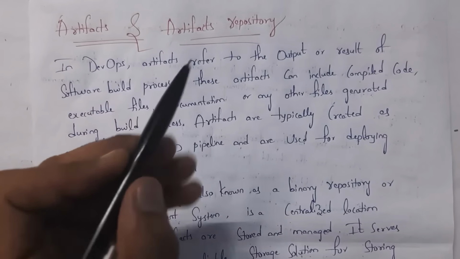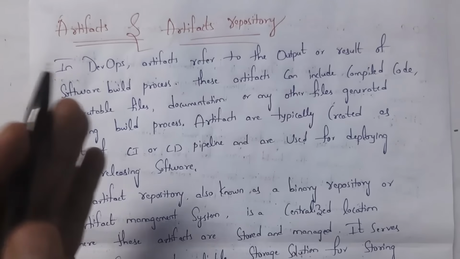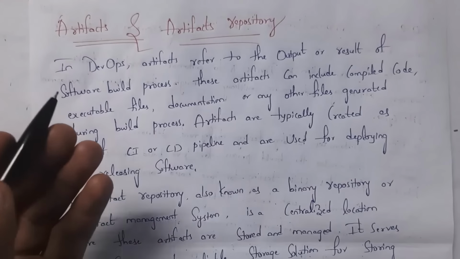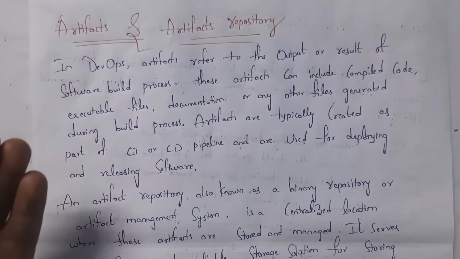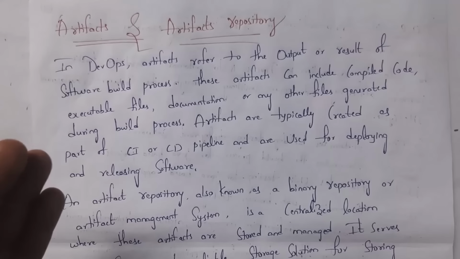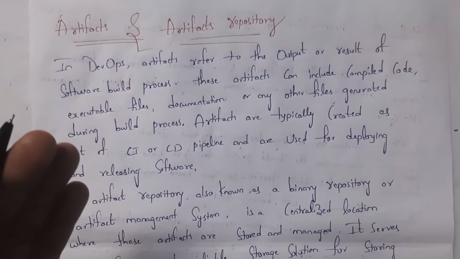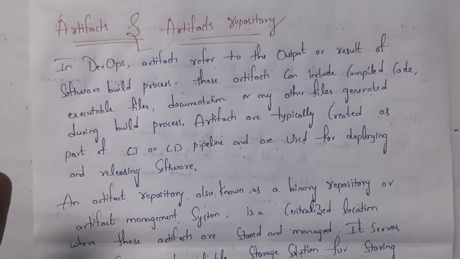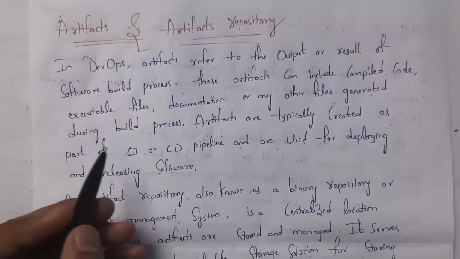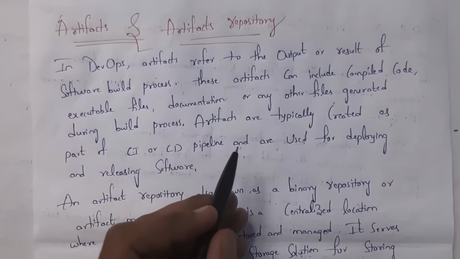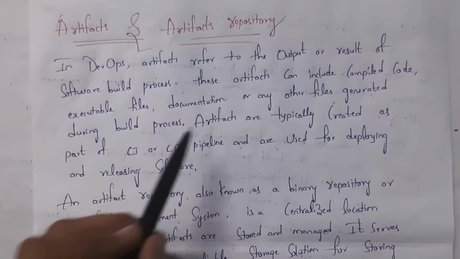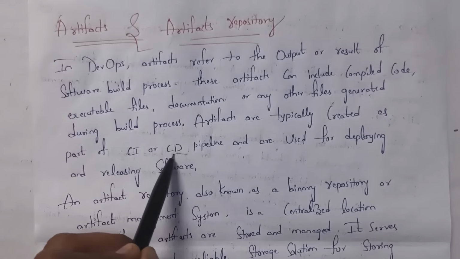An artifact refers to the output or result of the software build process. These artifacts can include compiled code, executable files, documentation or any other files generated during the build process. After successfully completing the build process, artifacts will be generated, which can be a war file or rar file or any other file. These artifacts are created as a part of the CI/CD pipeline, in the continuous integration and continuous deployment process, and used for deploying and releasing software.